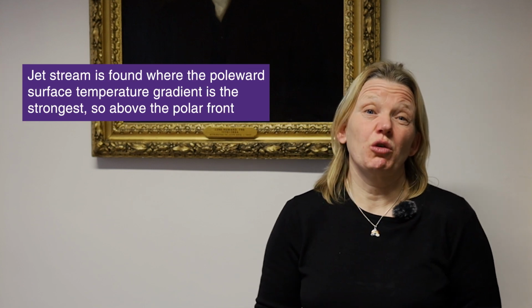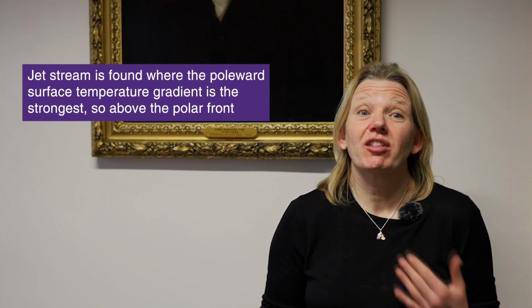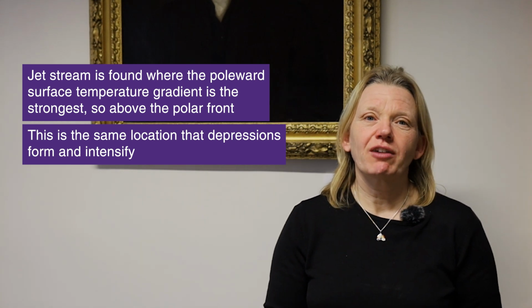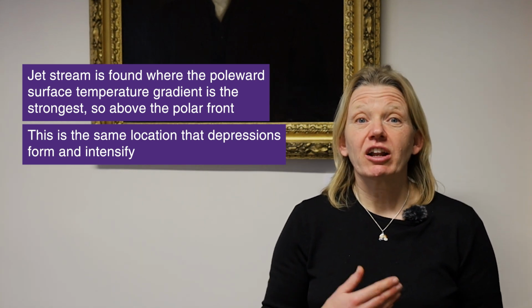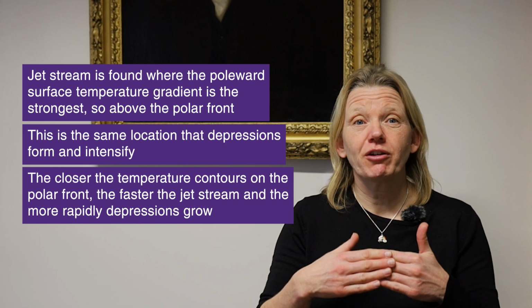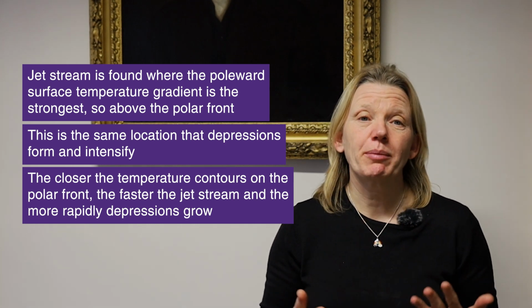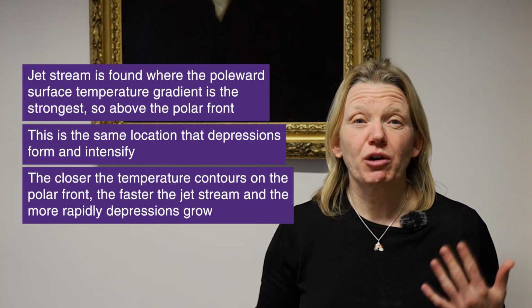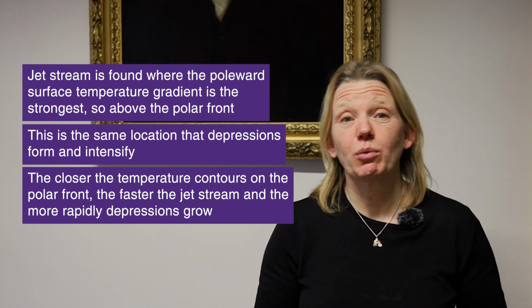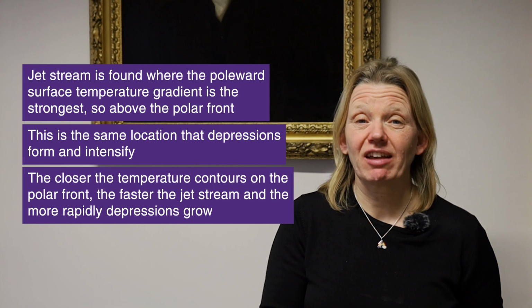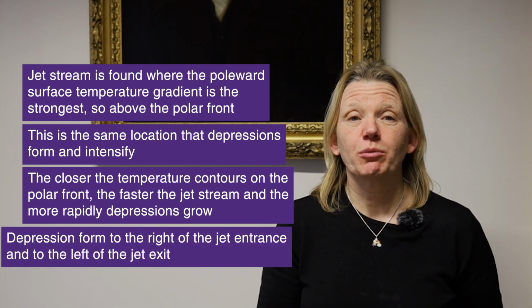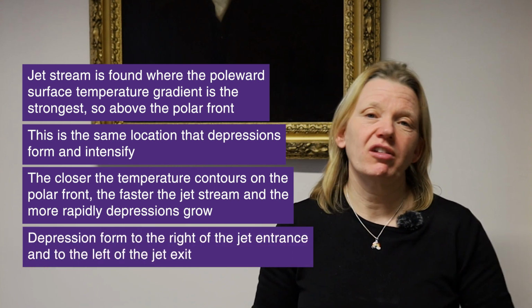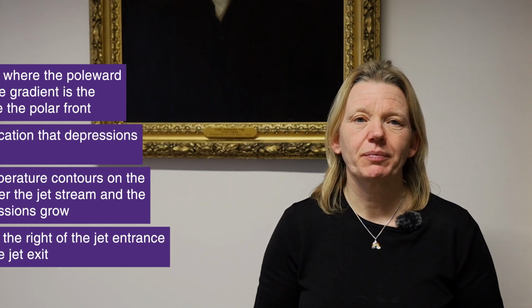So the jet stream is found where the poleward surface temperature gradient is strongest, so above the polar front, the same location where depressions form and intensify. The closer the temperature contours on the polar front, the faster the jet stream and the more rapidly depressions grow. It's also worth pointing out that depressions form in both the jet entrance, where the jet is accelerating, and the jet exit, where it's slowing down. Depressions develop to the right of the jet entrance and the left of the jet exit.